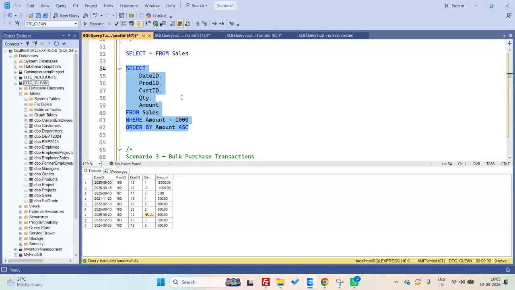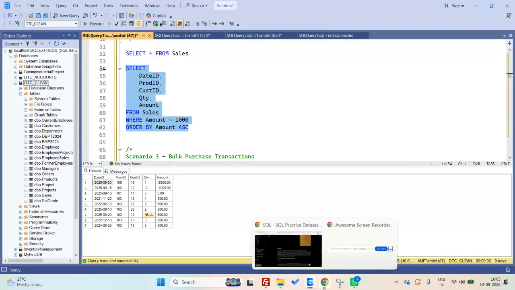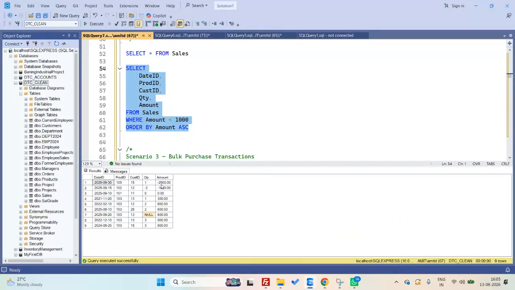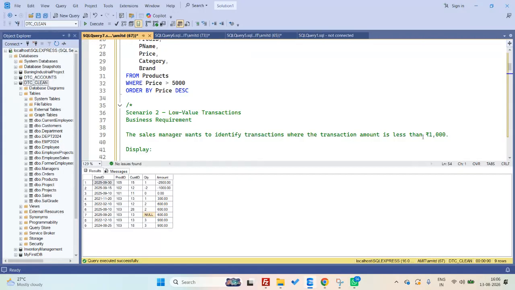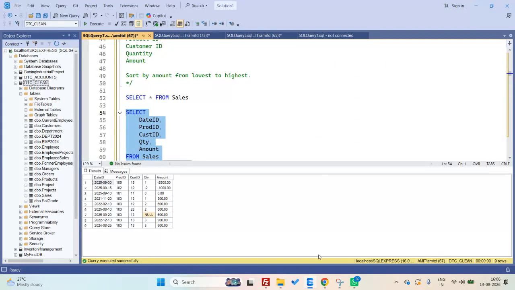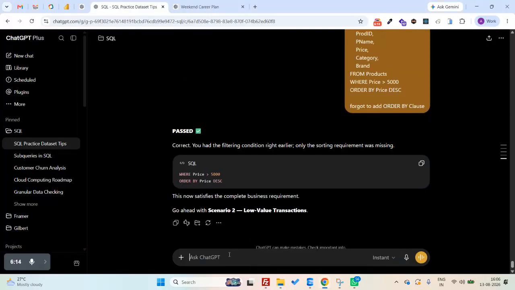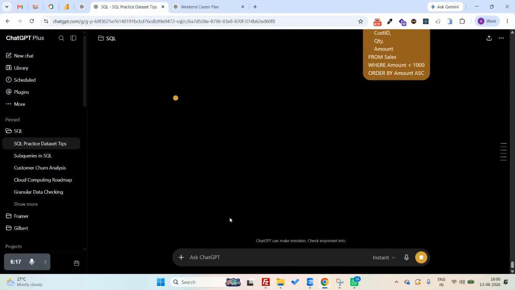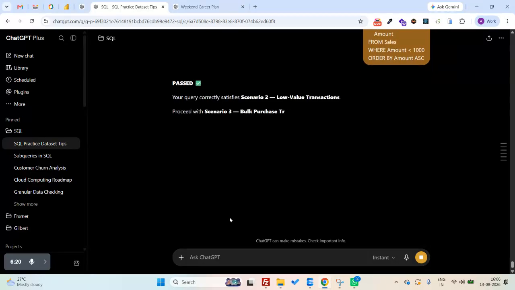Right? Now let's see if this failed or passed. If it failed because of the negative amounts, then we have to add one more condition: greater than 0 and less than 1000, right? But because the requirement is only less than 1000, then it may pass. Your query correctly satisfies scenario 2, low value transactions. Proceed with scenario 3, bulk purchase transactions.